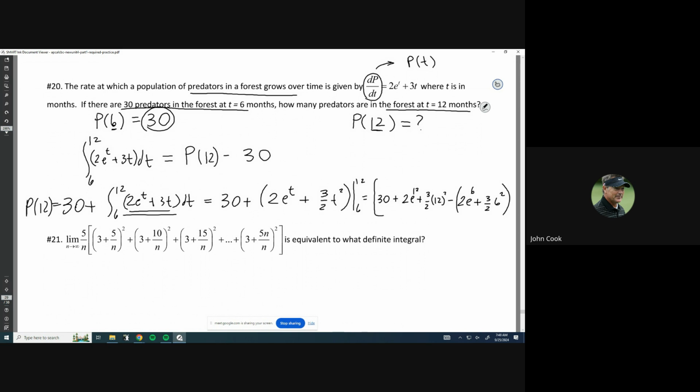So I'll put square brackets around it. And this is how many predators there are going to be. It's that number, whatever it is, and then I'll write predators for the units.